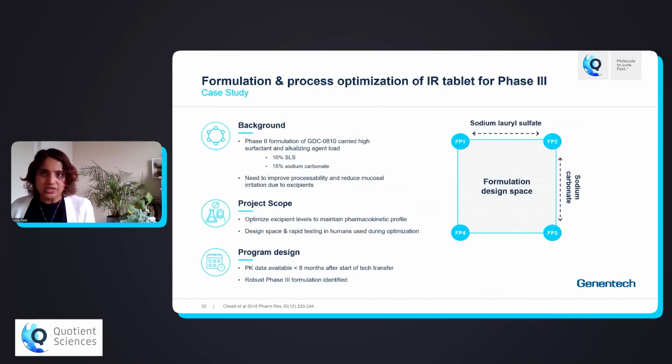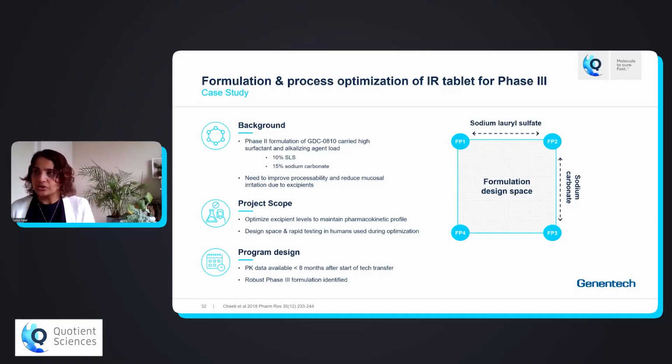Here is another case study showing the optimization of a formulation prior to phase 3. In this case, the phase 2 formulation contains surfactant and sodium carbonate. And so we needed to improve the processability and reduce mucosal irritation by dropping the level of excipients if possible. So we worked to develop the dosage form and optimize it in a healthy volunteer study using design space. And the design space is shown on the right of the slide here.